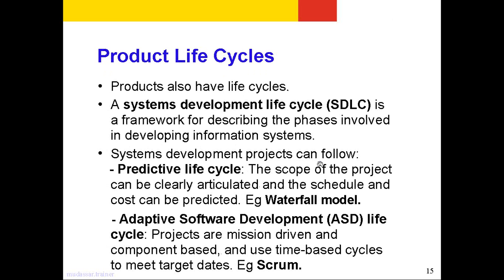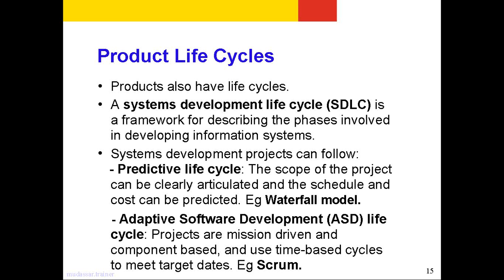The product life cycle. Products also have life cycles. Yes, they do. The System Development Life Cycle, also known as the SDLC, is a framework for describing the phases involved in developing information systems. Development projects can be of the following types. First, the predictive life cycle, meaning the scope of the project can be clearly articulated and the schedule and cost can be very well predicted. An example is your very famous waterfall model. That is the predictive life cycle of the product.